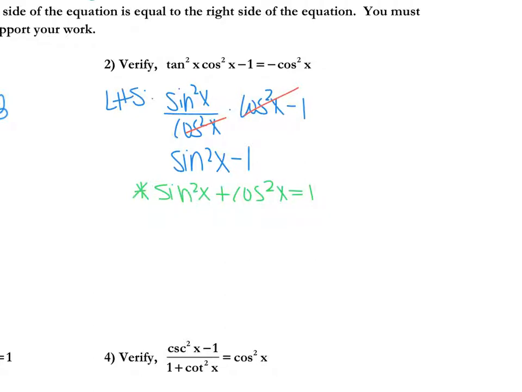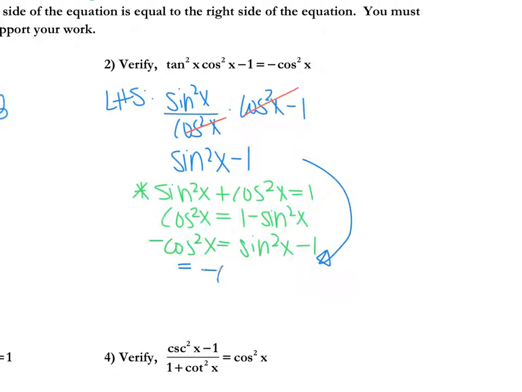Okay. So if I solve for cosine squared, notice that it does not look identically the same. And notice up here on the right-hand side, I want cosine squared to be negative. In here, cosine squared is positive. So this is one of those manipulations where I'm going to change all of the signs. And now I can say that this equals, from up top, negative cosine squared x. And then I can write my verification statement.